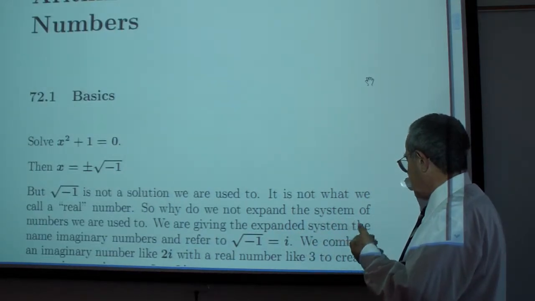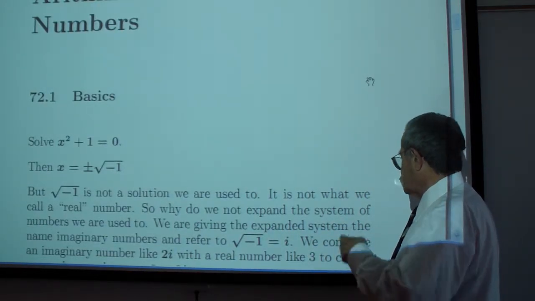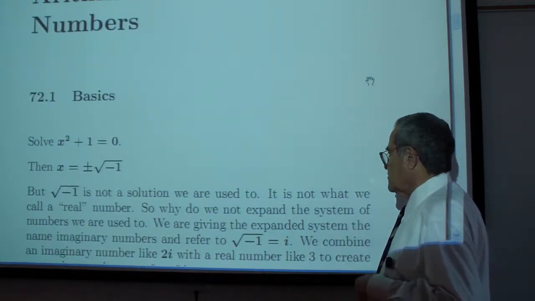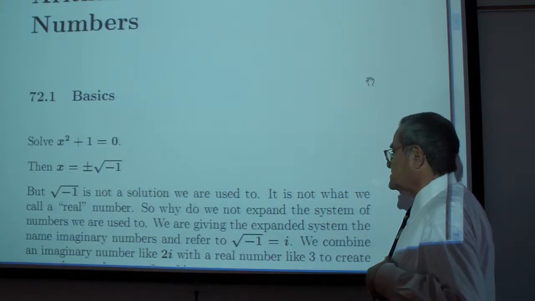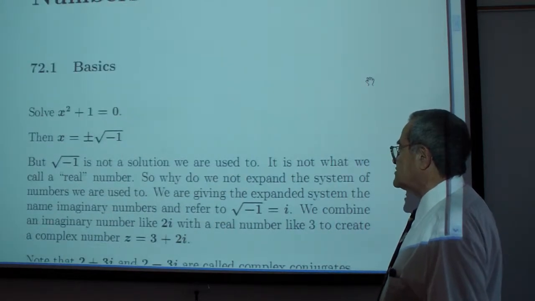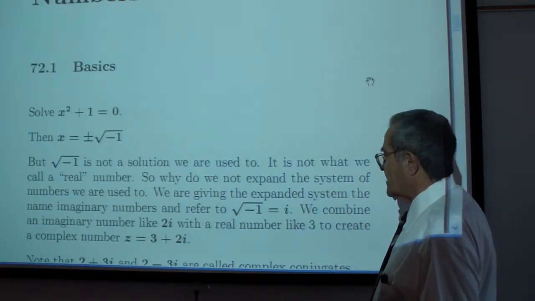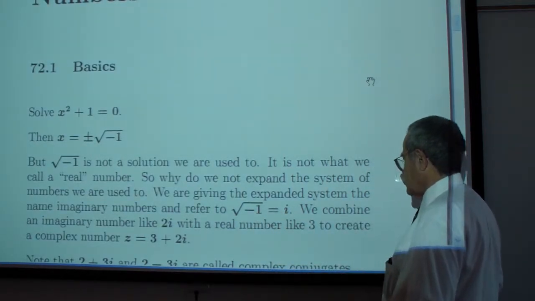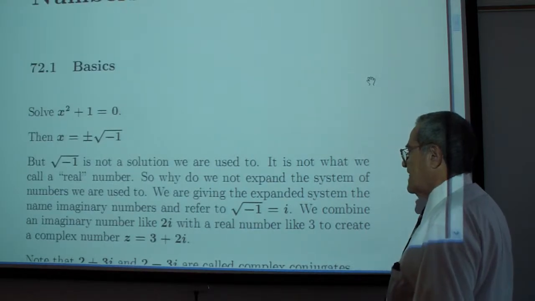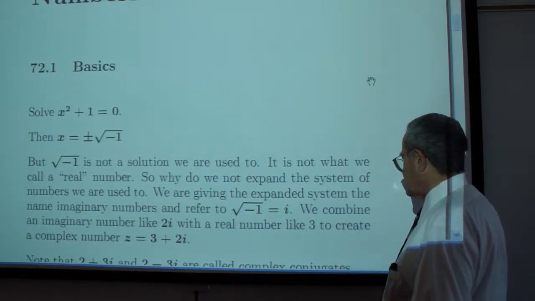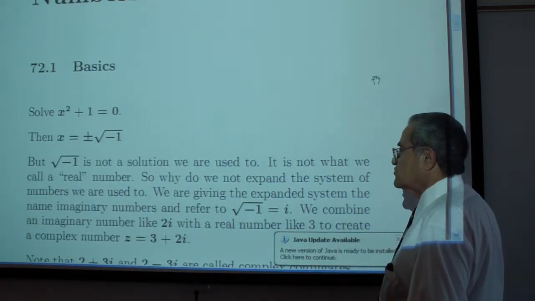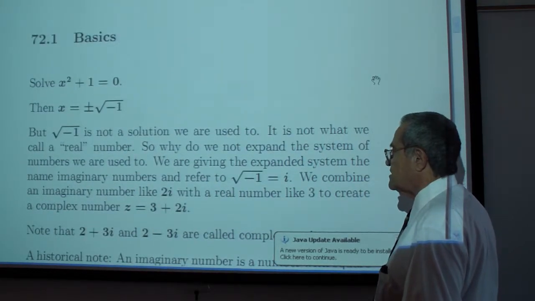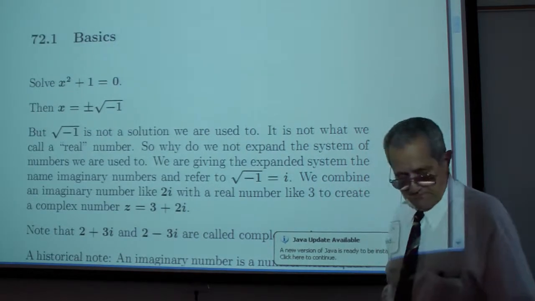So why do we expand this? Why do we expand the system of numbers we are used to? We are giving the expanded system the name of imaginary numbers, or complex numbers, and refer to the square root of negative 1 as i. We combine an imaginary number like 2i with a real number like 3 to create a complex number like z, which is 3 plus 2i.